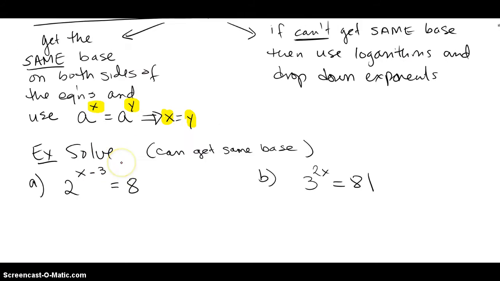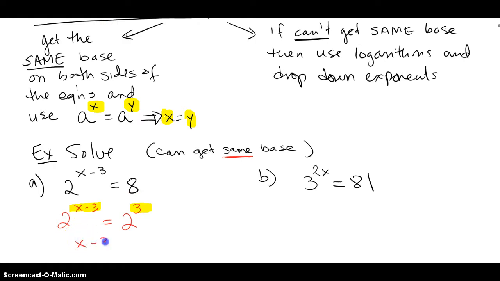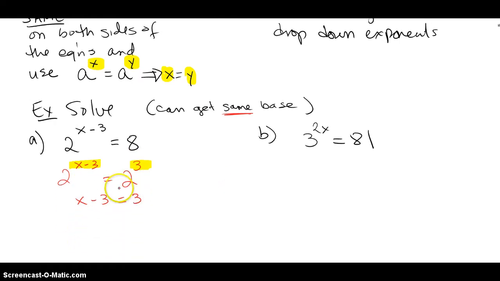Let's solve these equations. This is the case where we can get the same base on both sides. So I look at 2 and I look at 8 and I think, hey, I can rewrite 8 using a base 2. So that's my first step. Rewrite this side as a base 2. 8 is the same as 2 cubed. Once I have it in that form, this guy must be equal to that guy. The exponents, whatever they are, must be equal. So I just yank those out and solve the resulting equation, which is just going to end up being a mini linear equation. So the answer is x equal to 6. And it checks out. 6 minus 3 is 3 and 2 cubed is 8.